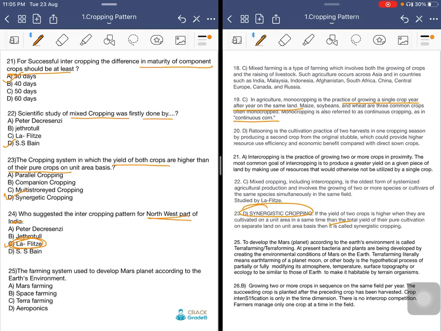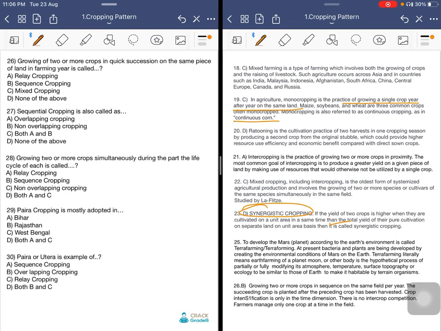Next: the farming system used to develop the Mars planet according to Earth's environment is called terraforming. What is terraforming? We already know that the climatic conditions, availability of water and type of soil on Mars are almost similar to Earth, and we practice this artificially on Earth where the climate is similar to Mars.